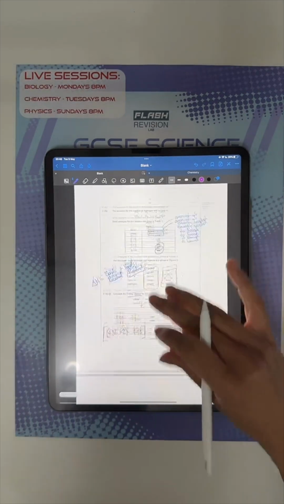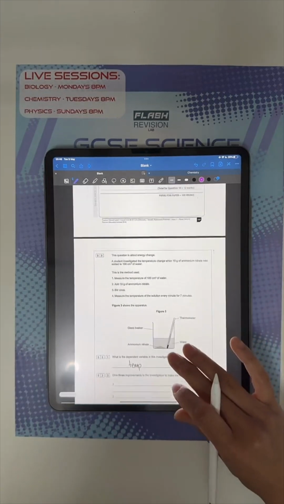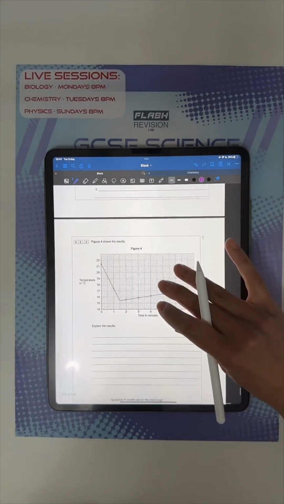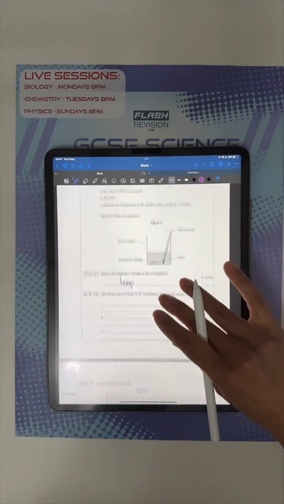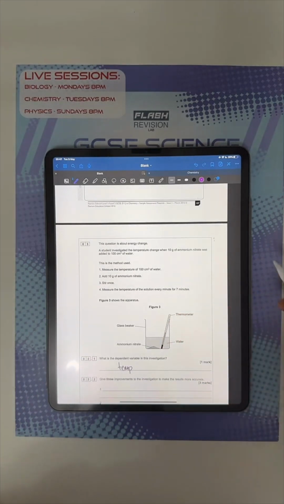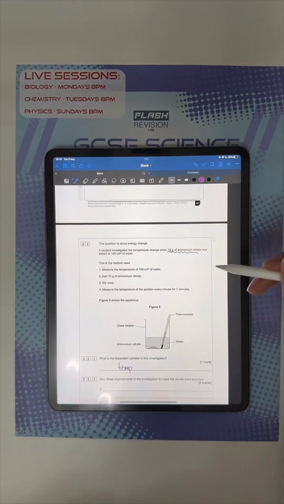Yeah, so let's look at this. Let's look at the other variables as well in this. So it's only asking us for dependent, but what would be the independent variable here? Yeah, the mass. So the mass of the ammonium nitrate, you can change that. You've chosen to put 10 grams for this, but you can change that.